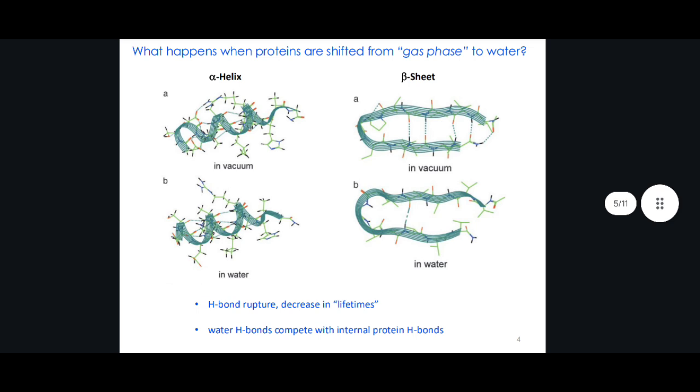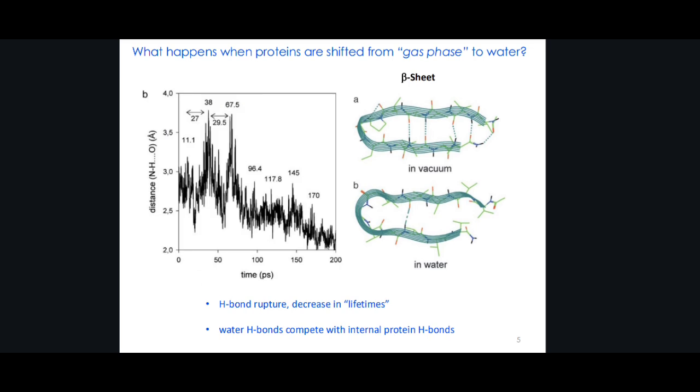Alright, so let's look at some more information. This is again a result of a computer simulation from that 2003 paper. And for those of you, at least people in my group, you will realize these are very short computer simulations. They have looked at the NHO distance of proteins, protein NHO distance. You see that when you start it in water, this is the backbone protein. Sorry, I'll clear this up. It is going down, right? So hydrogen bonds rupture, with a decrease in lifetimes. Water hydrogen bonds compete with internal protein hydrogen bonds, and there are some values.